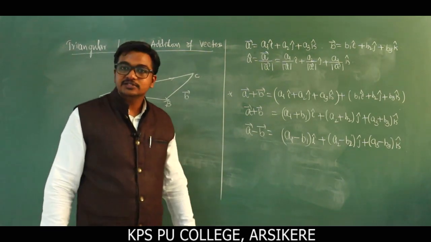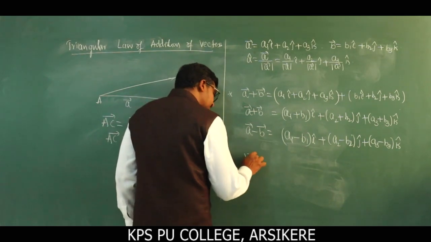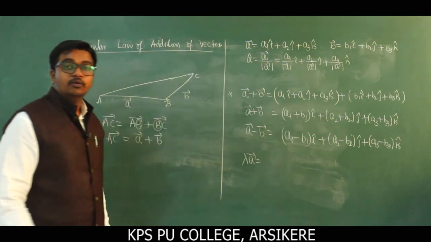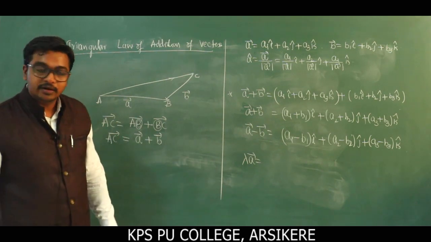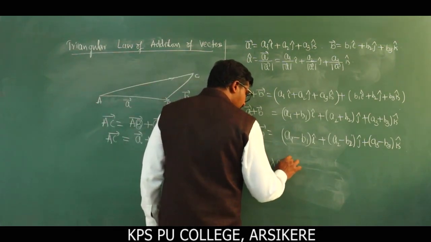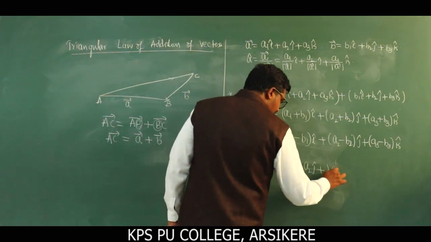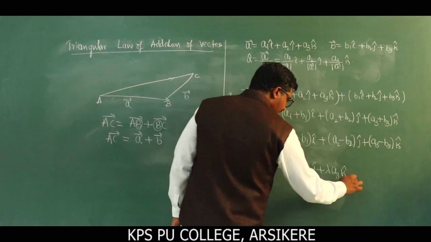And we are going to discuss the last topic in this, lambda into vector A. Suppose I multiply the vector by some scalar lambda, so what is the result here? This becomes lambda into A1 into I cap plus lambda into A2 into J cap plus lambda into A3 into K cap.